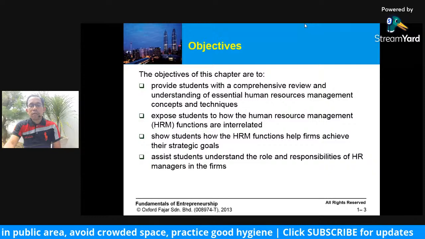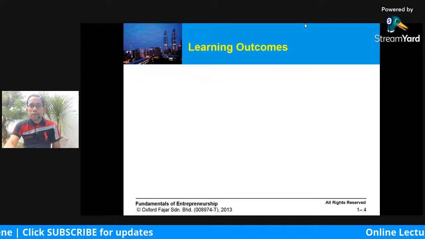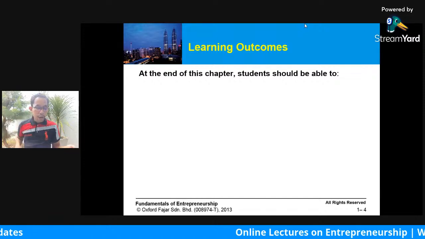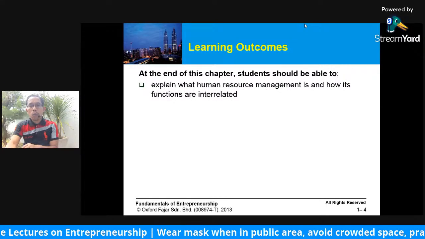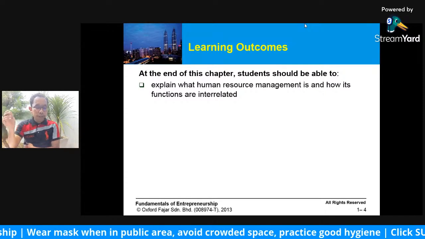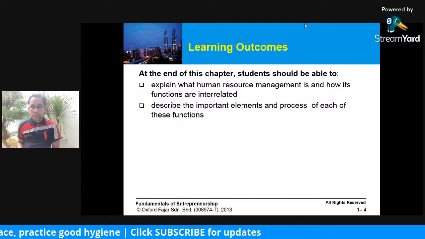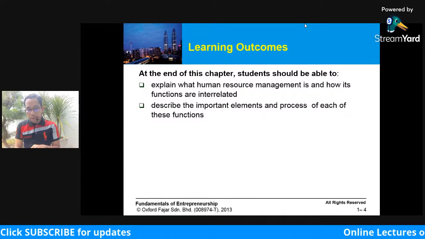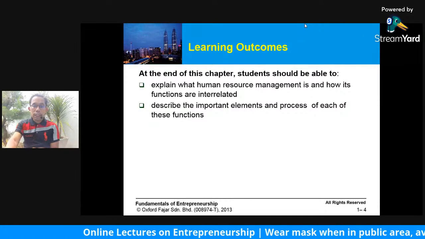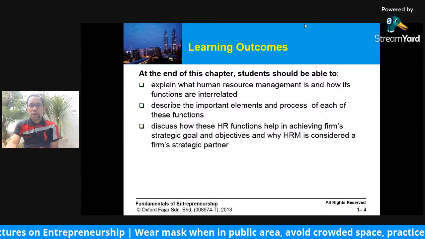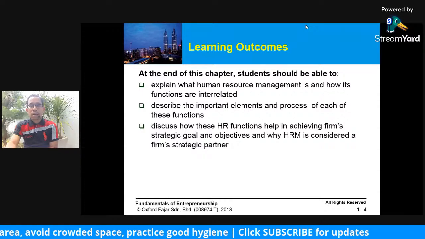And then to assist you to understand the role and responsibility of HR managers in the firm. When you go through this chapter, inshallah, hopefully you have the idea of what human resource management is and how it functions. You can also describe the important elements and the process of every function. We have 8 functions in human resource management, only in HRM.